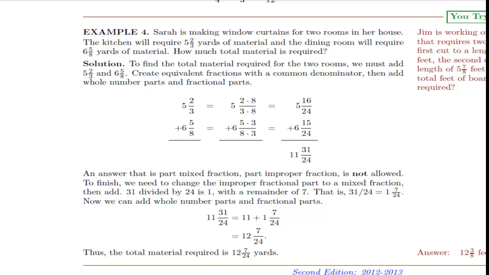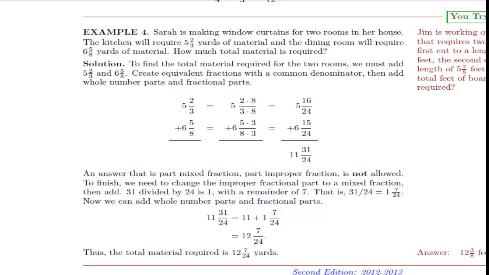We'll multiply 2/3 by 8 over 8 to get equivalent fraction 16 over 24, and 5/8 by 3 over 3 to get equivalent fraction 15 over 24. Then 5 plus 6 is 11, and 16 plus 15 is 31 over 24. An answer that is part mixed fraction, part improper fraction. This is not allowed. To finish, we need to change the improper fractional part to a mixed fraction, then add.